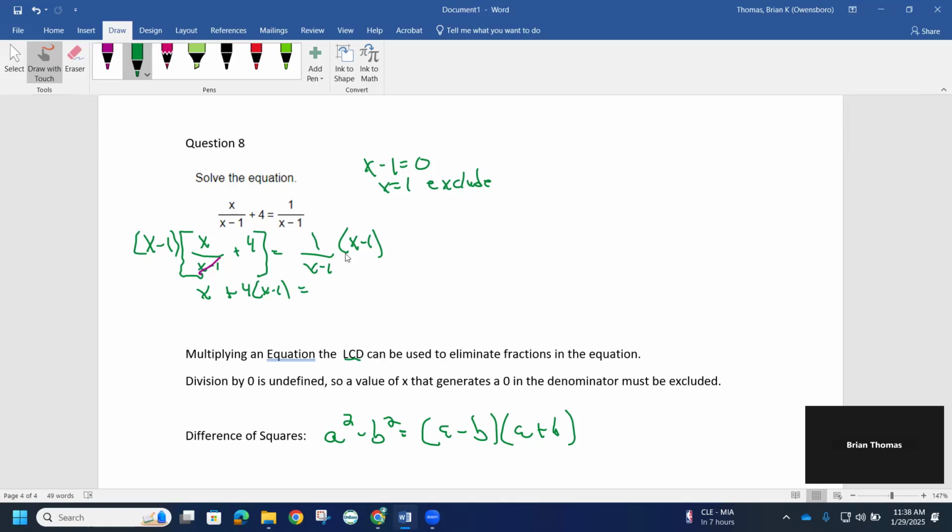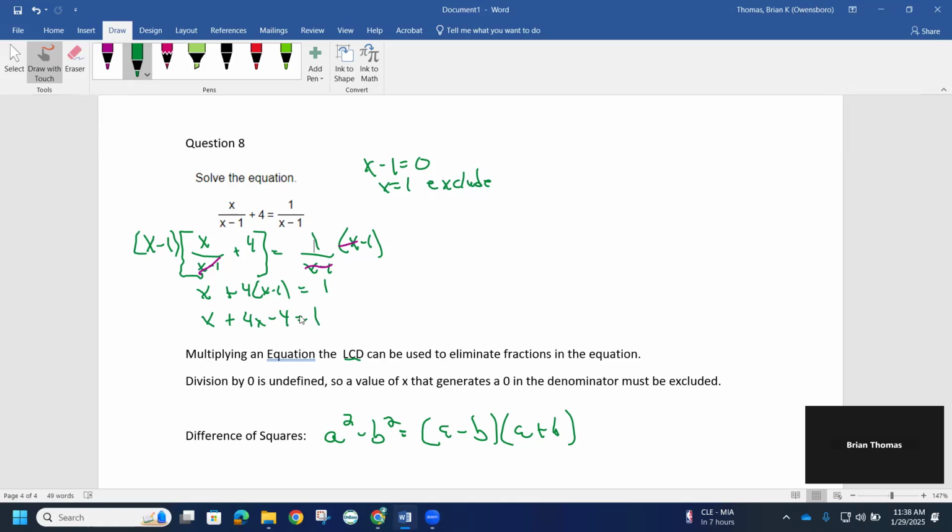Over on this side, notice that the x minus 1s are going to cancel out. So all I'm left with is 1 times 1, or simply 1. That makes the problem look a little bit easier. Now, to solve for x, we still have to remove the parentheses and simplify this side of the equation. I'm going to have x, and then multiply this 4 through the parentheses. That's going to be 4x. 4 times that negative 1 is going to be a minus 4. And that's going to equal 1.